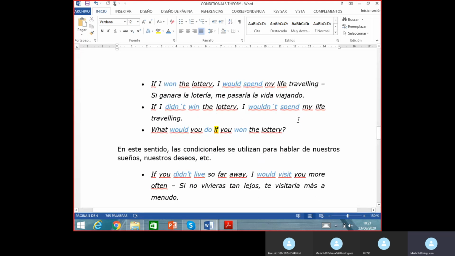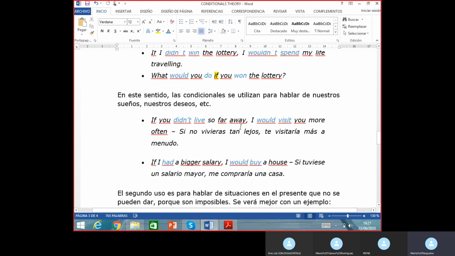It is also used for speaking about desires, but this is what I'm telling you. This is highly used. If you didn't live so far away, I would visit you more often. But you live so far, so I don't visit you because of that. Second, if I had a bigger salary, I would buy a house. But as I don't have a bigger salary, I'm not buying a house.